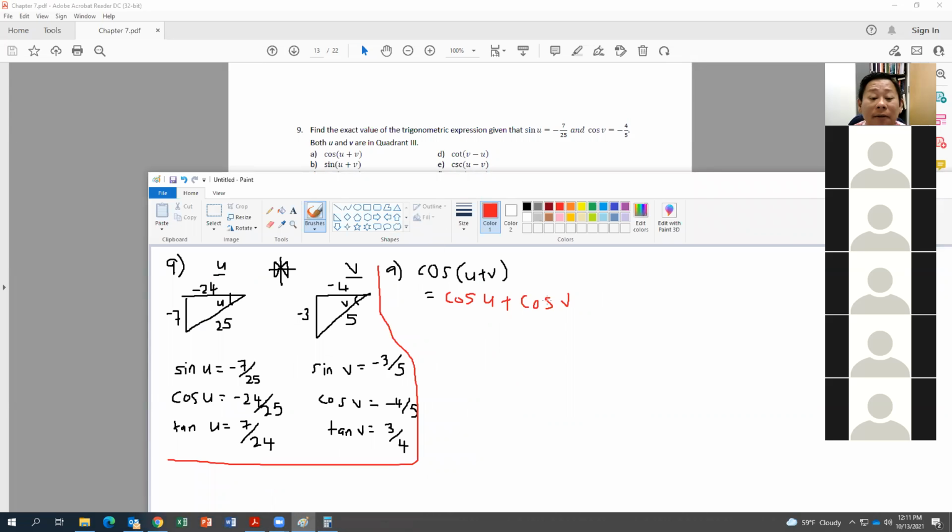Is this correct? Isn't it cosine U minus cosine V? Oh, is that cosine U minus cosine V? Is this correct? Yes, that's correct. Do you guys look at the formulas? Do we have a formula saying that cosine of U plus V is cosine U minus cosine V?